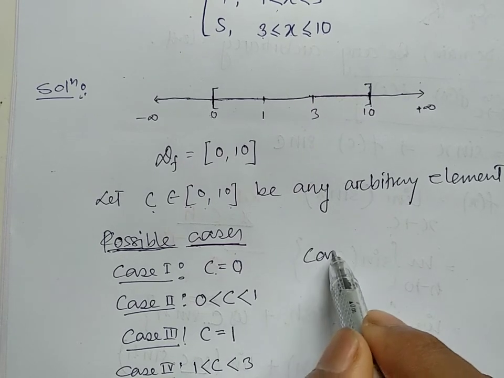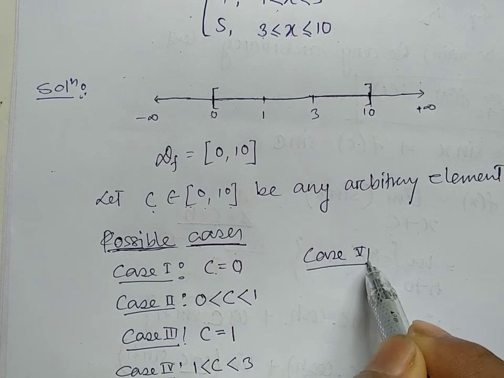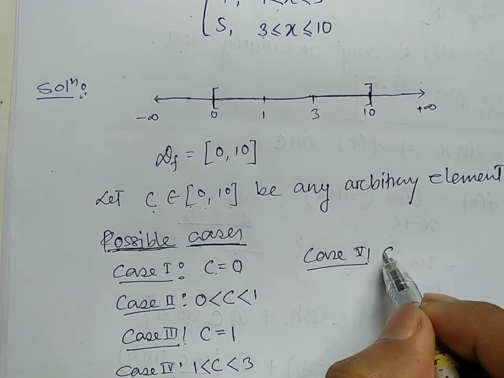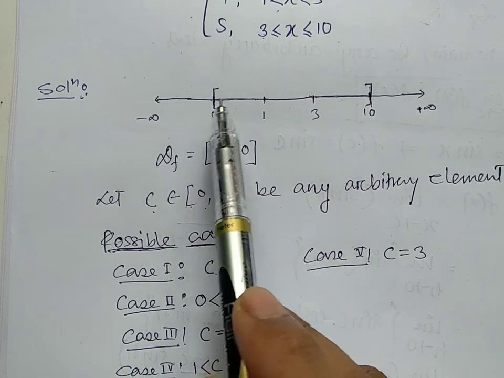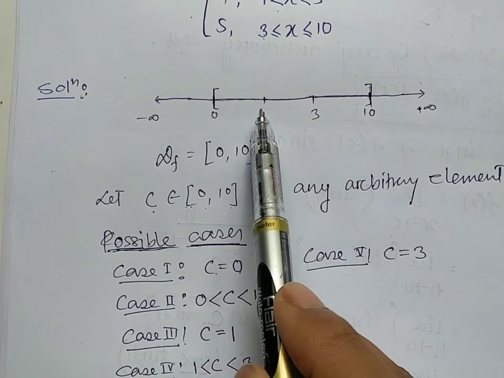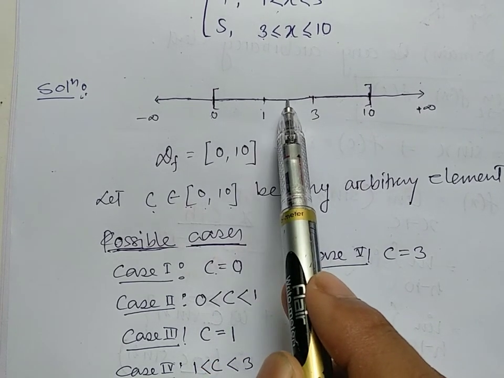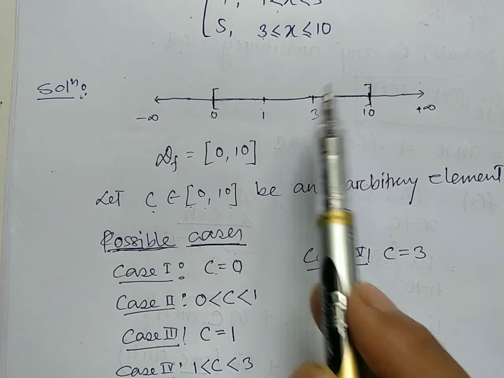Next, case 5. What is the next one? Case 5 means c is equal to 3. In a systematic way, first of all, c is equal to 0. Then c may be any number between 0 and 1. C is equal to 1. C is any real number between 1 and 3. Then c equal to 3.